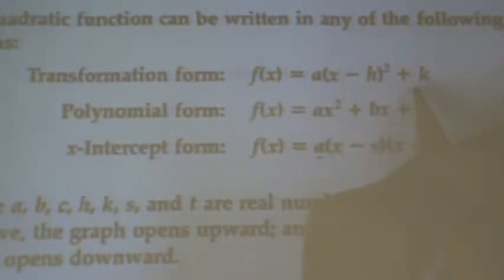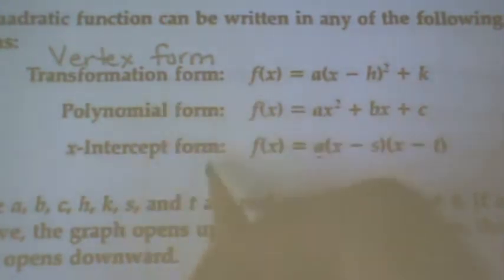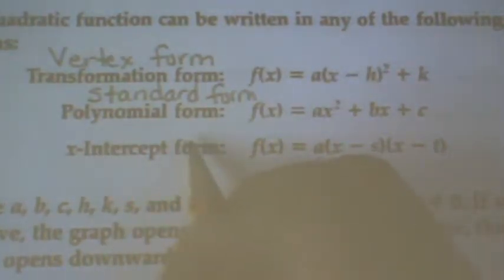In 9th and 10th grade, you worked with this form a lot. Another way we explained transformation form last year in Algebra 2, we also called it vertex form. These mean the same thing, vertex form. Another way of saying polynomial form is standard form. You may remember it, standard form. But your book calls this polynomial form. And then x-intercept form is fairly new.